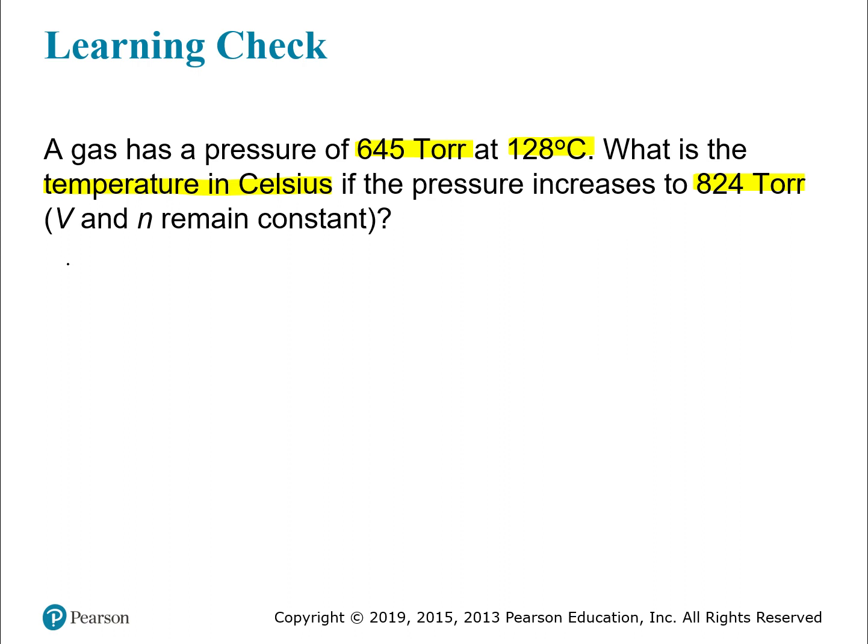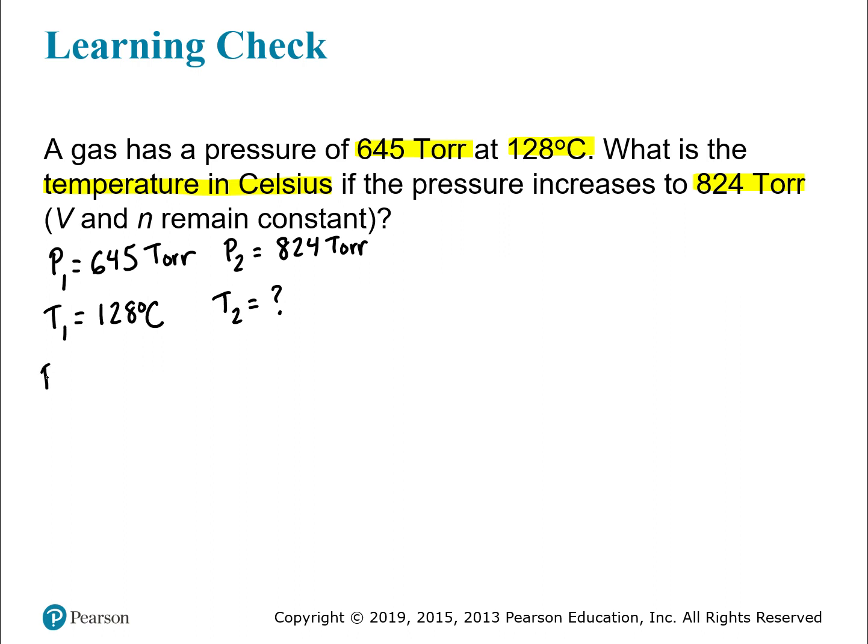We've got an initial pressure, and an initial temperature. We're asked what the temperature will be in Celsius. So that's a question mark. But we know that our pressure increases to 824 torr, which is our P2 value. If all you see is pressures and temperatures for your given information, that's Gay-Lussac's law.